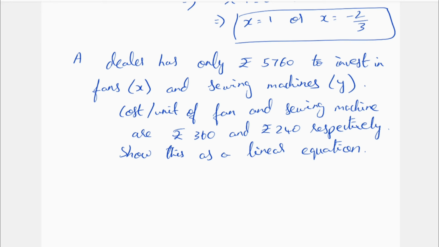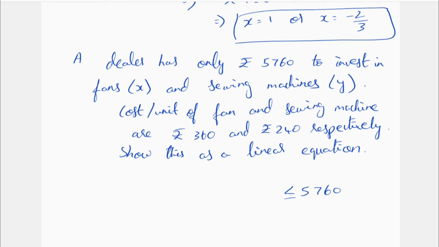Now the total money that I have for investing is 5,760. I cannot exceed this. I can only buy within the range of this amount, only up to 5,760. Take it as very simple: I cannot borrow money or get money from someone else. I have this money and I cannot buy for more than this amount. So however many fans and sewing machines I'm buying, the total cost of that cannot exceed this, which means it must be less than or equal to.